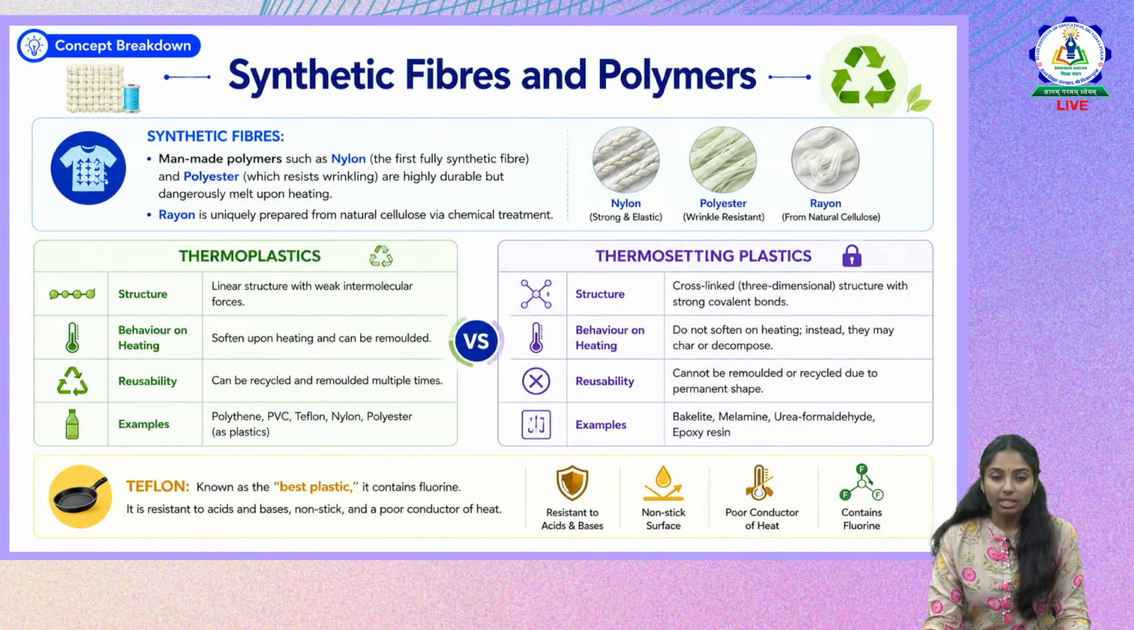Then we move into discussing synthetic fibers and polymers. When we discuss synthetic fibers and polymers, these are used in the clothes that we wear. Synthetic, as the name suggests, means they are man-made, artificial polymers. Some examples are nylon. Nylon is the first fully synthetic material, and there is one more, polyester.